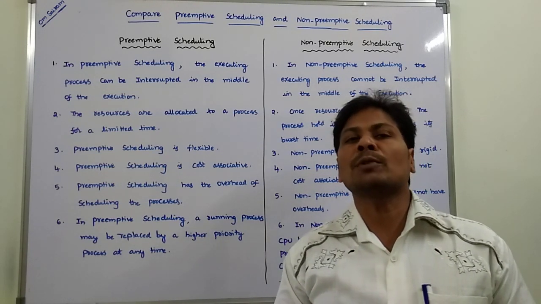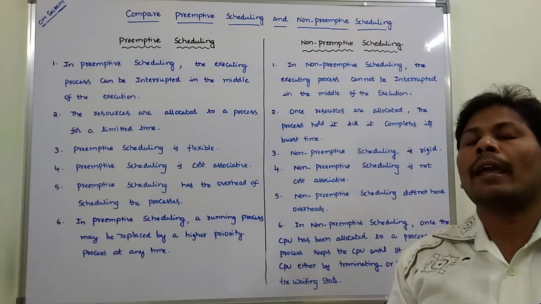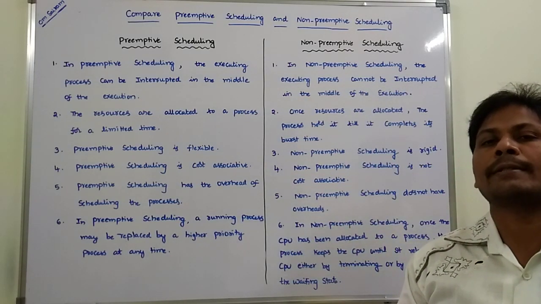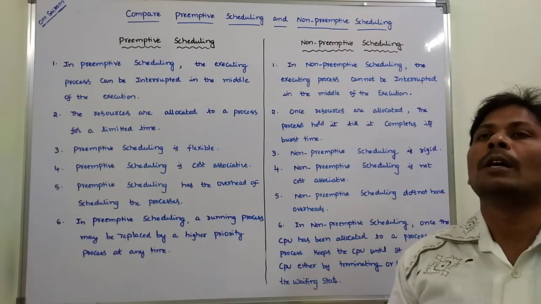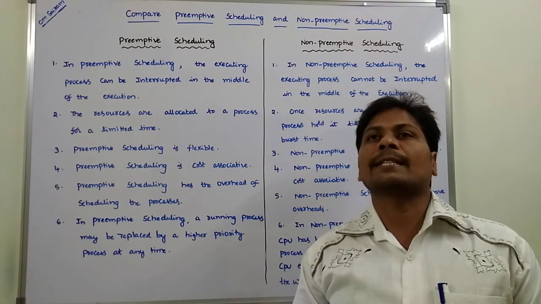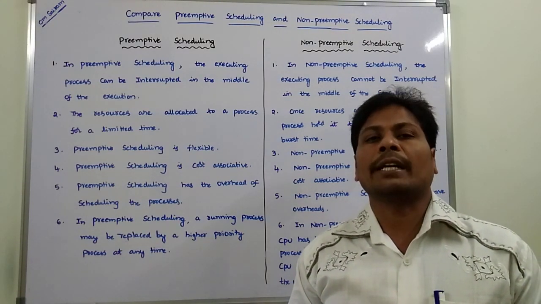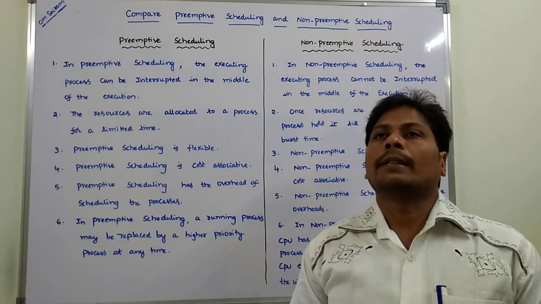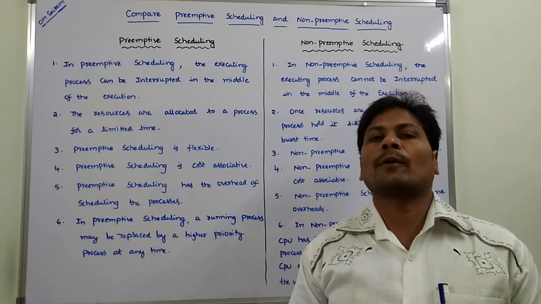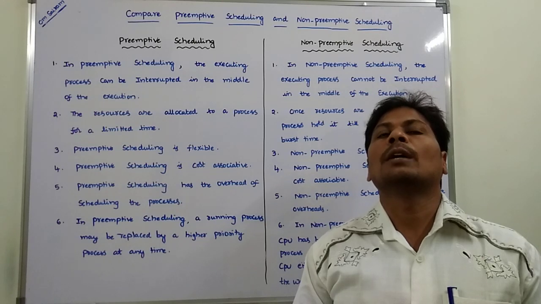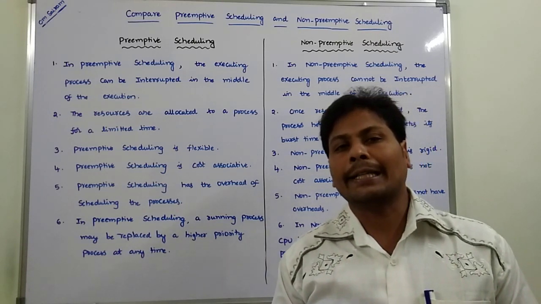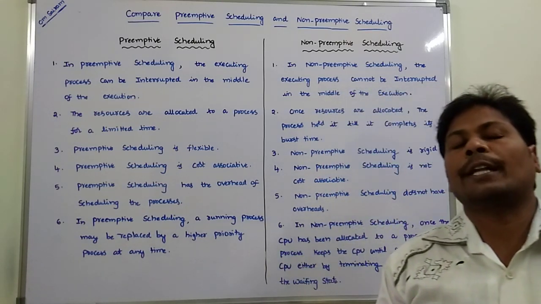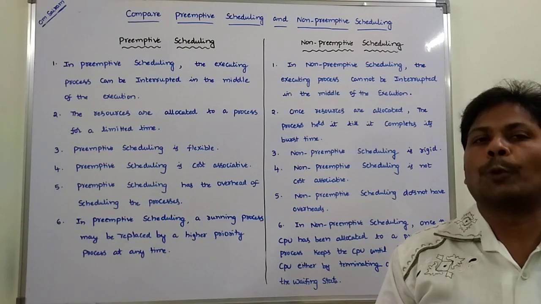So in preemptive scheduling, whenever a highest priority process is waiting in the ready queue, it can replace the lowest priority process. Then the lowest priority process releases the CPU, and that CPU is allocated to the highest priority process in the ready queue.